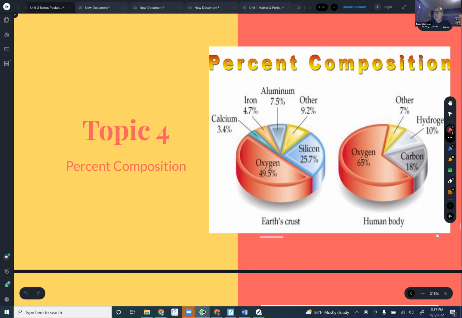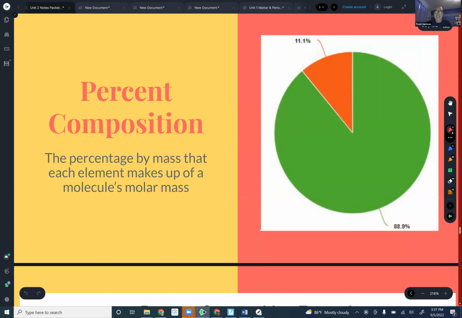Okay, so how we come about those percentages is you have to understand percentages as a concept. It's individual amount divided by total amount. So if I had 100 pieces, 11 of them would be in this orange, 89 of them would be the green. The individual amount would be 11 divided by 100, and that would give us 11%.